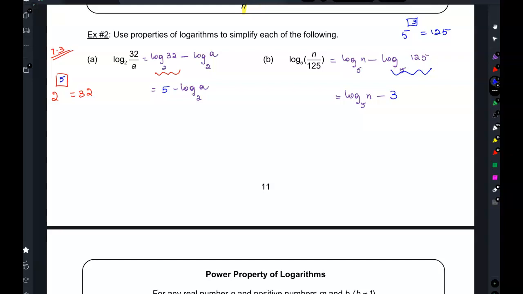Does it matter if you put the numbers behind the log? Well, it has to be in the order. Yes. Okay.